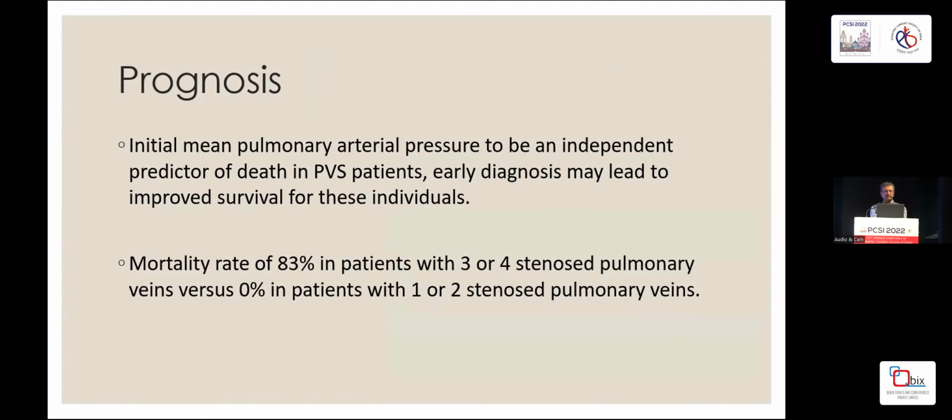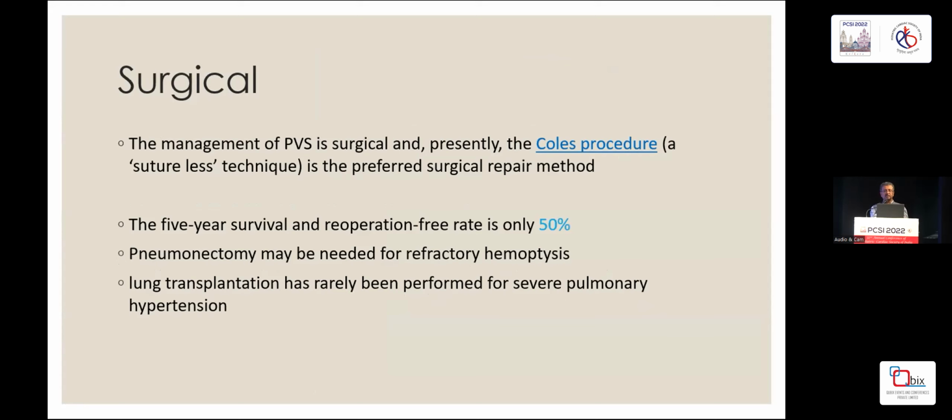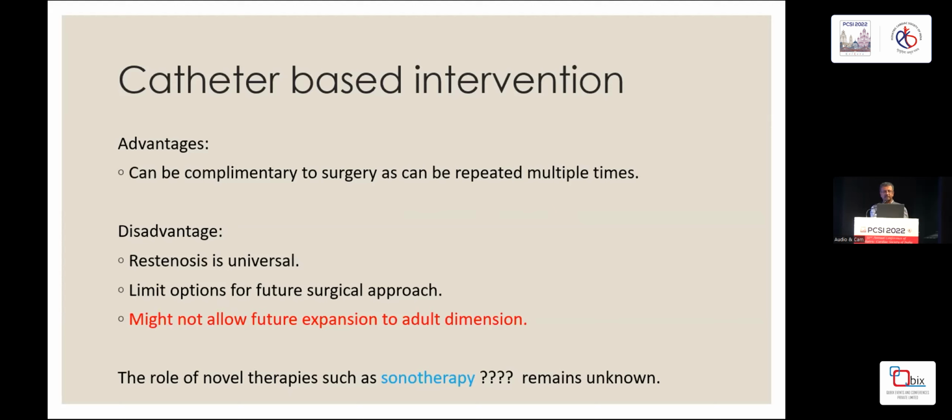For the prognosis, initial mean arterial pressure is an independent predictor of death in pulmonary vein stenosis. Early diagnosis may lead to improved survival. I cannot say how long they will survive. Mortality rate is 83% if we do not treat them properly. The surgical procedure is still there. The sutureless procedure is the preferred surgical method. Once again, I have seen plenty of cases coming back with stenosis, and I'm sure most people have similar results. Pneumonectomy and other things are very drastic procedures.